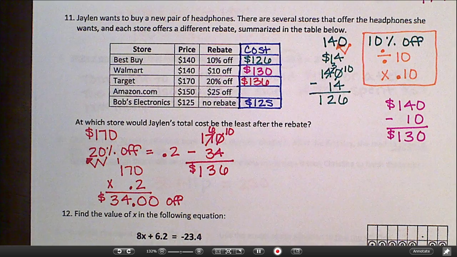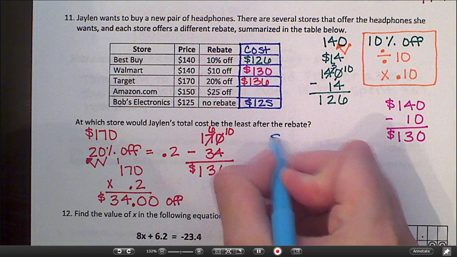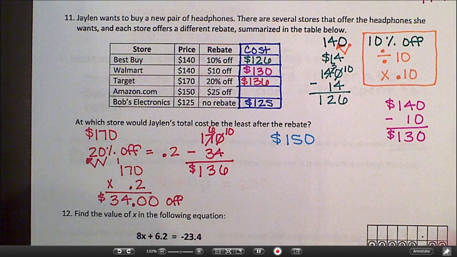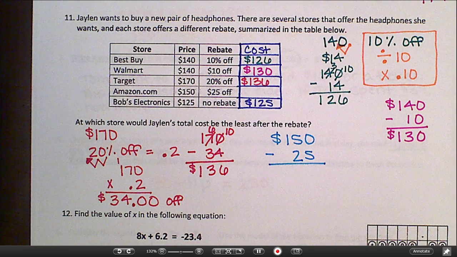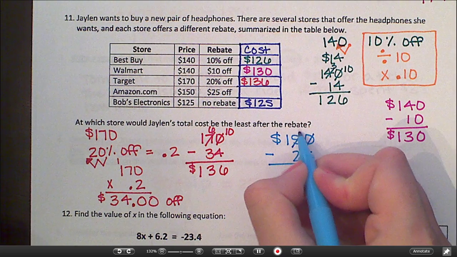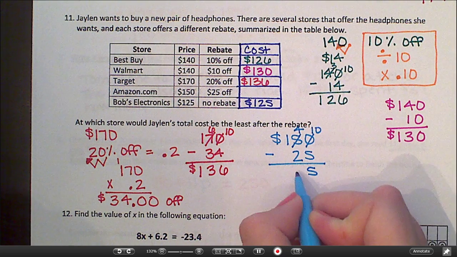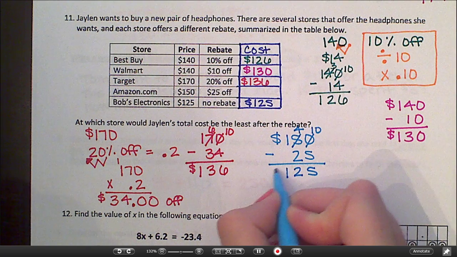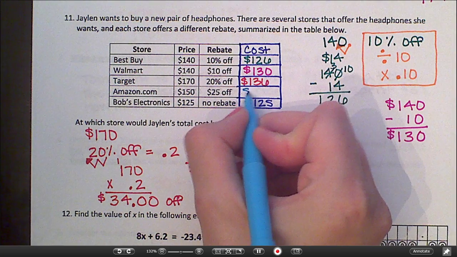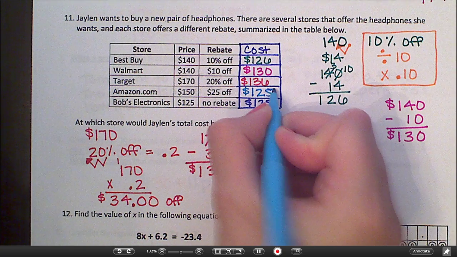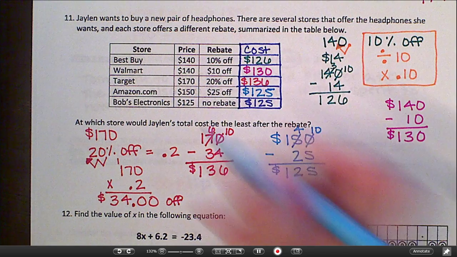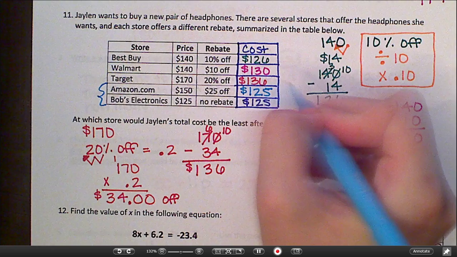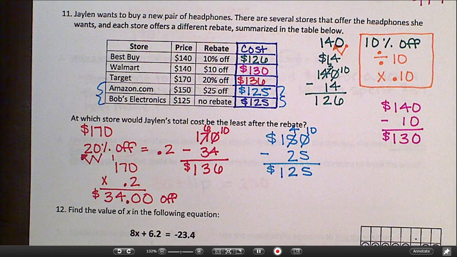One more, we have Amazon.com. So Amazon usually charges $150, and they're going to give me $25 off. Since it's not a percent, I don't have to multiply and figure out how much that percent is. I just get to subtract. So that will cost $125 as well. So the lowest price after the rebate, looks like there's a tie between Amazon.com and Bob's Electronics.